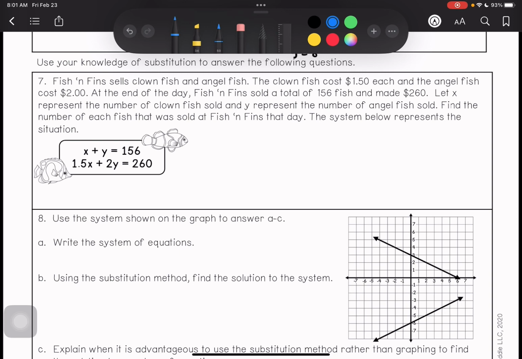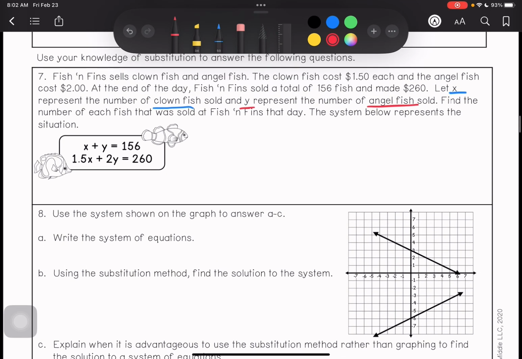Fish and Fins sells clownfish and angelfish. The clownfish costs $1.50 each, and the angelfish costs $2. Fish and Fins sold a total of 46 fish and made $260. Let X represent the number of clownfish, and let Y represent the number of angelfish sold. Find the number of each fish sold.